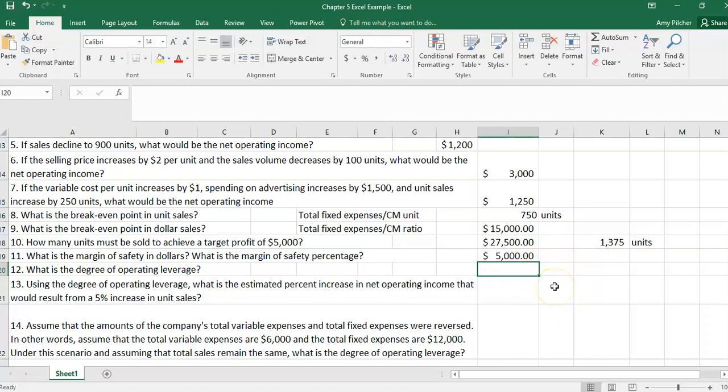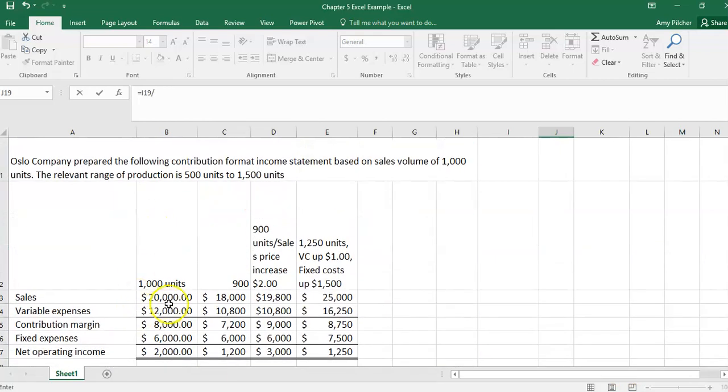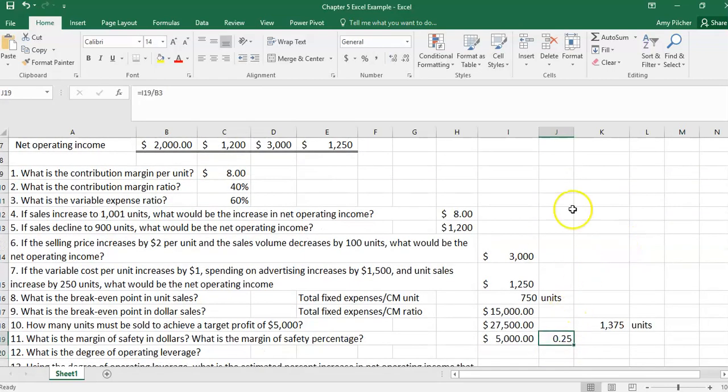The margin of safety percentage is our margin of safety in dollars divided by our current sales. So we would take our margin of safety divided by our sales of 20,000, and our current margin of safety percentage is 25%.